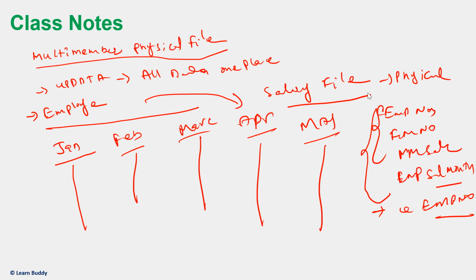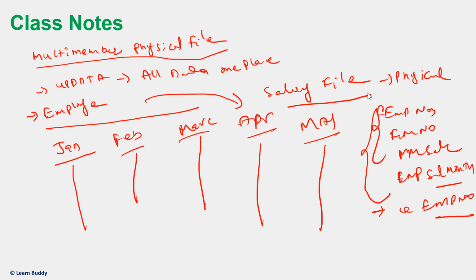In that case, the structure will be the same, right? The physical file structure will be the same, but they want to keep the data separately. They don't want to combine it. In that case, they go with the multi-member physical file. They create multiple members. So far, we have not created any member, but by default, the physical file will have one member.